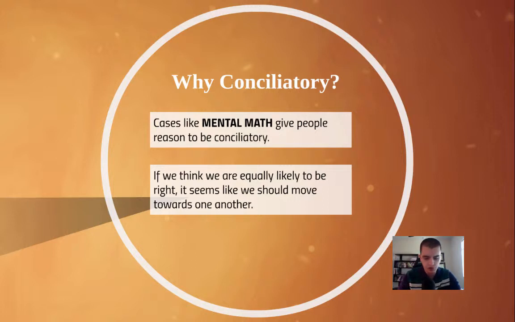So the conciliatory approach gets its motivation from cases like mental math. This is a case that Christensen gives. Imagine you're with a friend at a restaurant and you've each had your own meal, and the check comes at the end of the meal and you intend to split it. So each of you looks at the check and does some mental math calculations, and you come to different estimations of how much you each owe. Maybe you think you each owe 15, whereas your friend thinks that you owe 16 and he owes 14 or something like that. So you have these different estimations of how much you each owe.